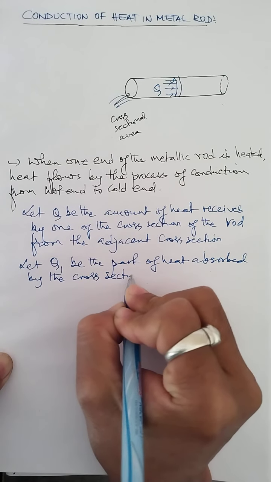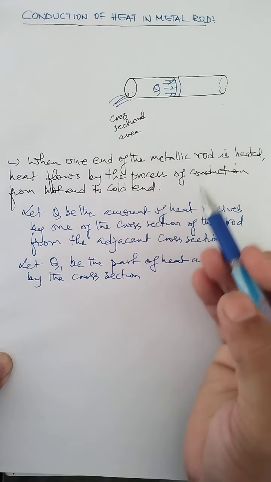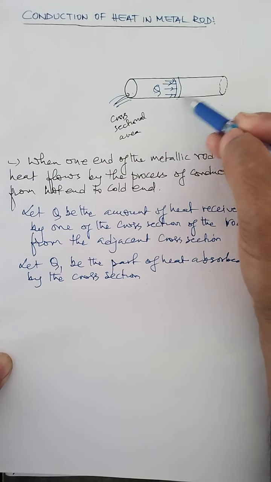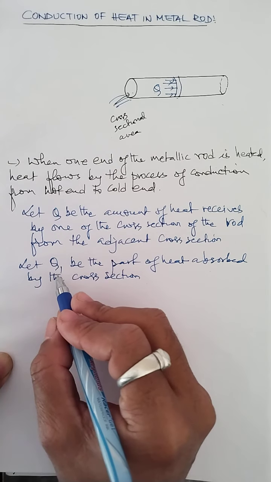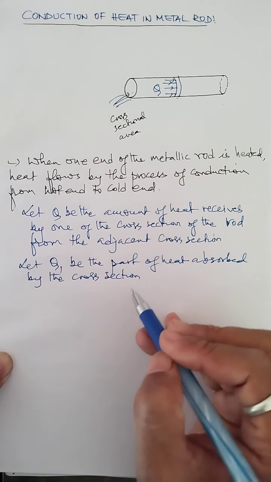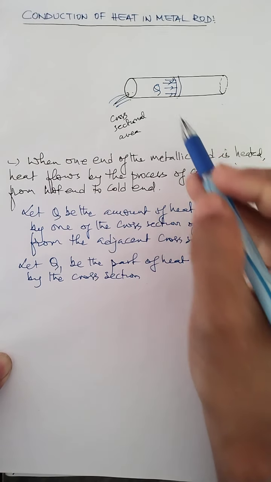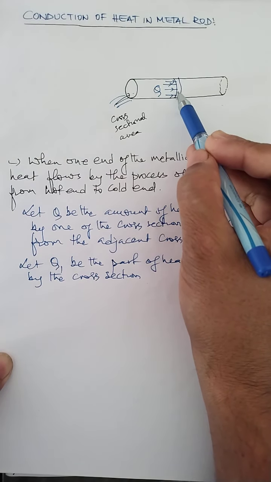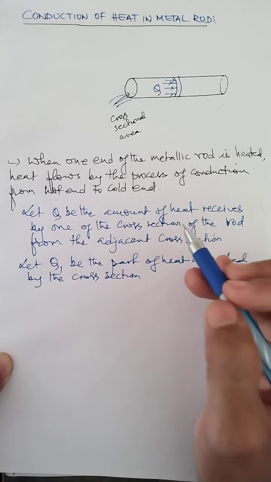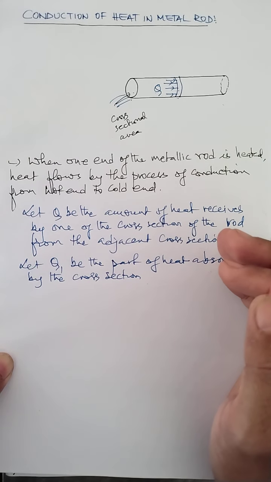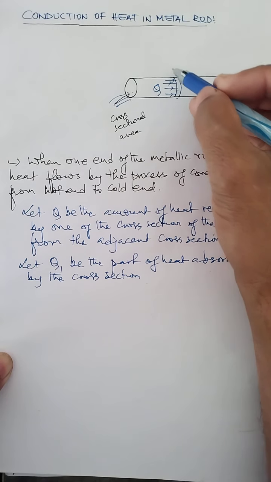So out of this total heat that is supplied by the adjacent cross section, if this cross section absorbs Q1 part of the total heat, then the temperature of this cross section definitely increases. Now another part of this total Q amount of heat simply goes into the atmosphere by convection, and even by radiation. This is because this end is open.